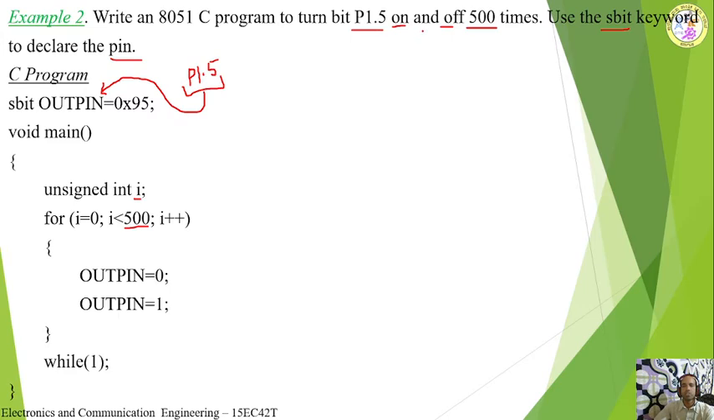Now here continuously is not given, therefore only for 500 times it will be repeated. P1.5 will go on off 500 number of times, and then it will execute while 1 along with the semicolon. Now the control of the microcontroller will come and it will stay here continuously infinite number of times. It will start repeating only this statement. After 500 times on off, it keeps executing this. So it will generate delay continuously.